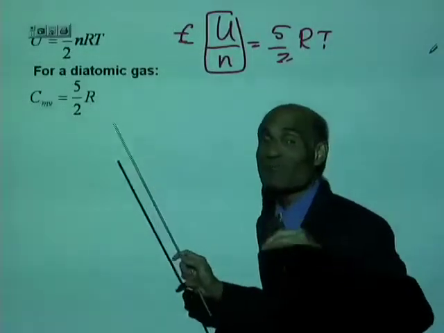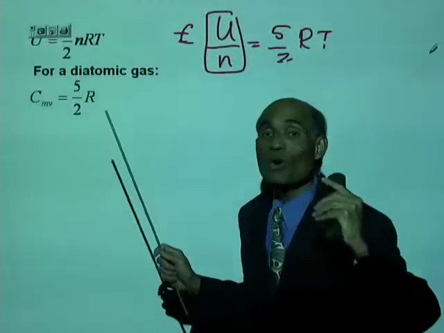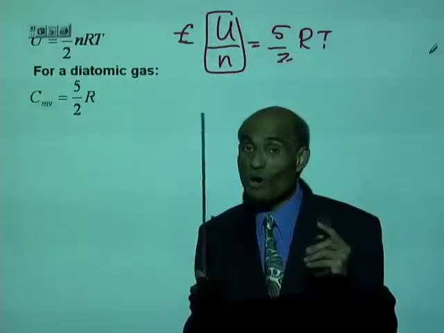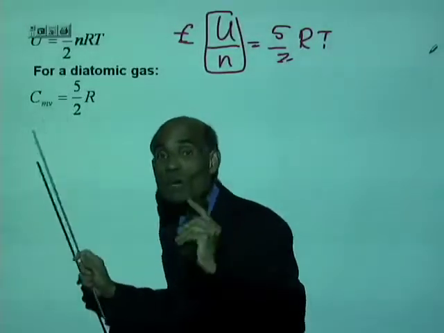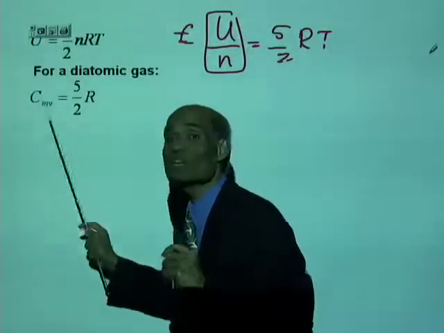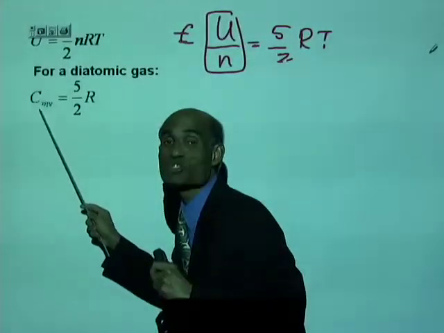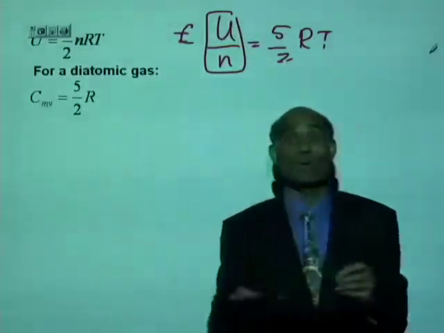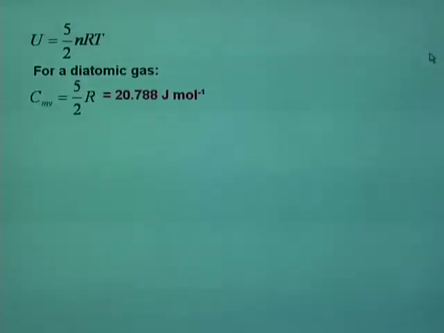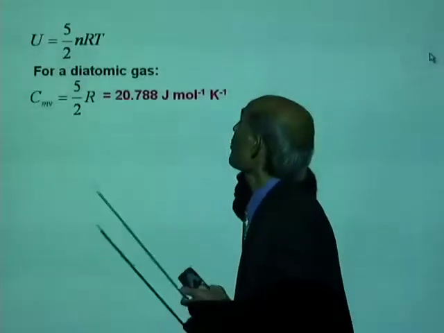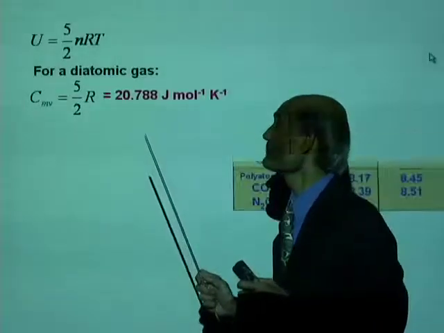What was the value we had got earlier? Earlier we got 3/2 R. But that is true for monoatomic gas. So you must distinguish. For a monoatomic gas, CMV is 3/2 R. But for a diatomic gas, CMV is 5/2 R. Okay. And that will be 20.788 joules per mole per Kelvin.